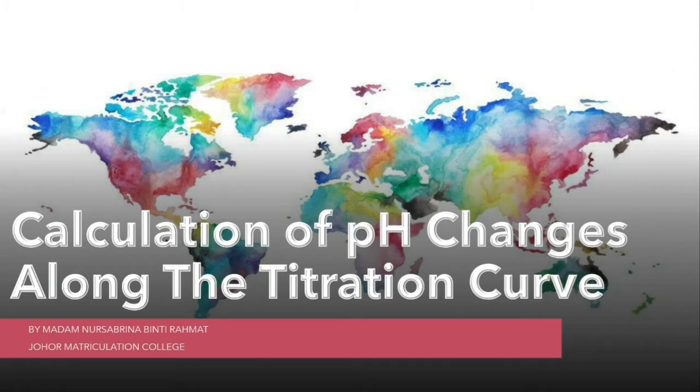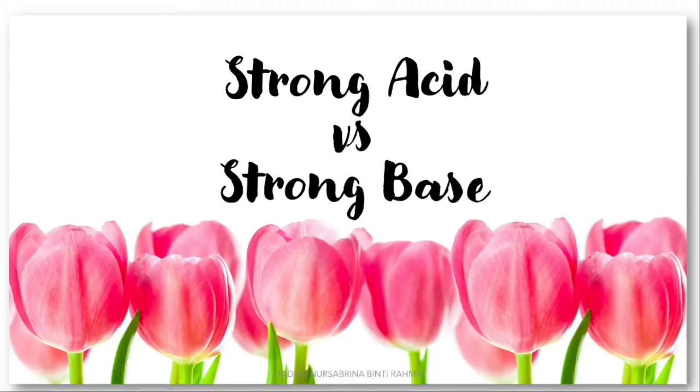I'm going to discuss three different examples, just like your titration curves in three different sets: between strong acid and strong base, weak acid and strong base, as well as strong acid and weak base. We're going to discuss the same combinations of acid and base for calculating pH changes along the titration curve. Let's start now with strong acid versus strong base.